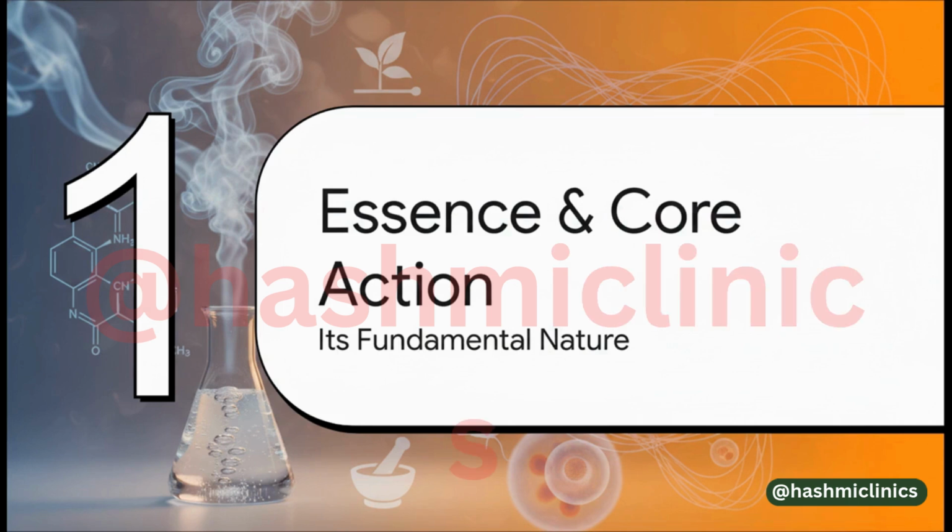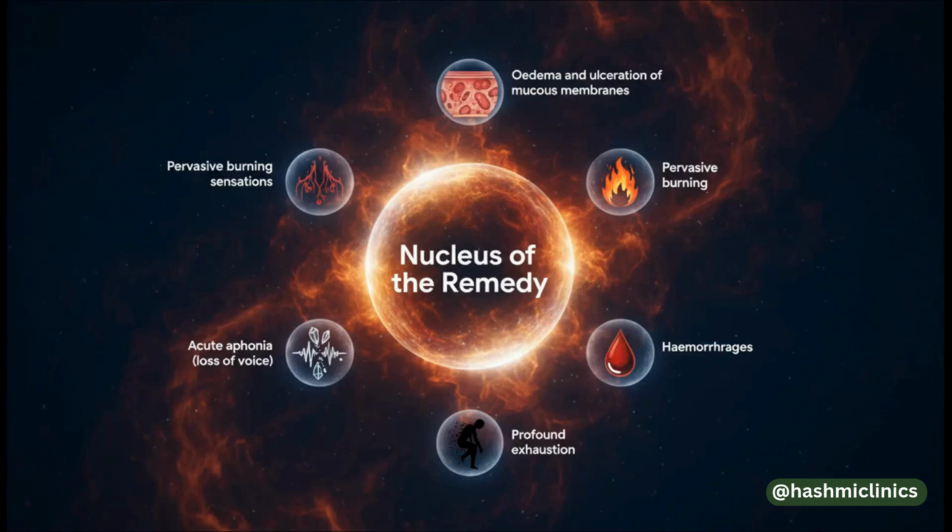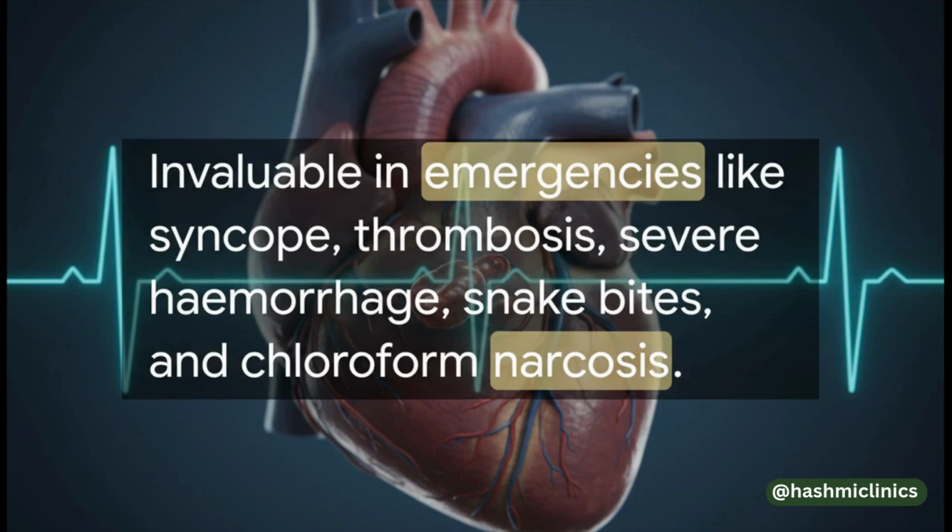What is this remedy all about at its most fundamental level? Okay, this right here, this is the nucleus of the remedy. Think of these 5 points as the core signature. You've got the swelling and ulceration of mucous membranes, that intense pervasive burning, bleeding from pretty much anywhere, and then this absolutely profound exhaustion. And top it all off with a sudden, total loss of voice. When you see this cluster of symptoms, this local destruction paired with a whole body collapse, you absolutely have to think of Ammonium Causticum.